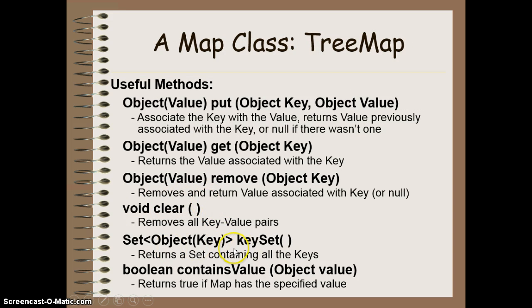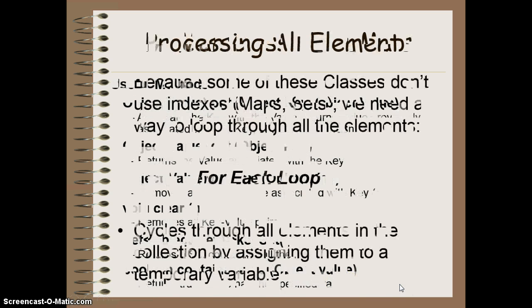I can just get the set of all the keys. So if I just want to know what all my keys are, it returns that as a set. So I could scroll through all those keys if I wish to look at each individual value. And then I can also check to see if my map has a specific value within it, which gives me a true or false answer.